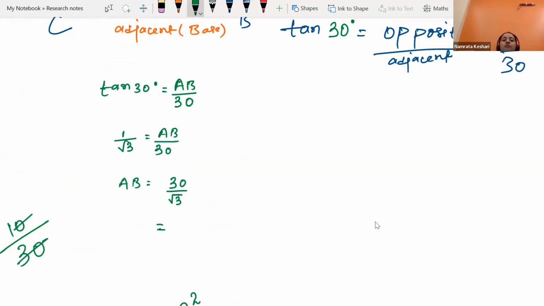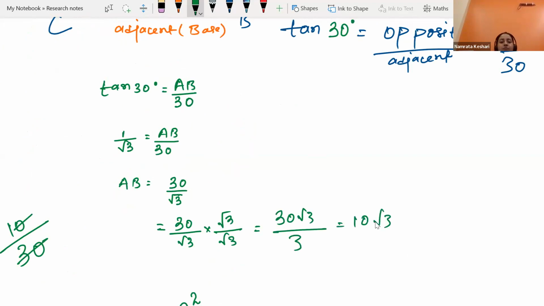What we did is the rationalization. If you want to show it over here, you can show. Nobody will deduct your marks. Yeah, that's good that you understand the process. You will have 30 root 3 by only 3. That means 10 root 3. Is it clear? Yes, ma'am. Is it clear how we are approaching the question from this part?